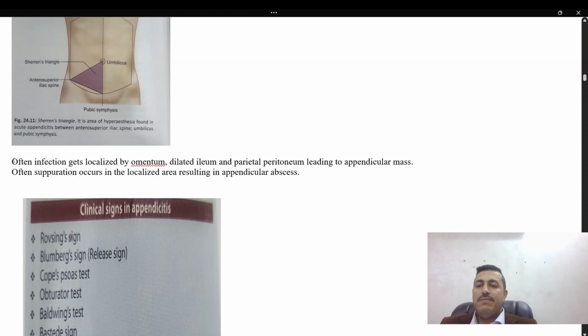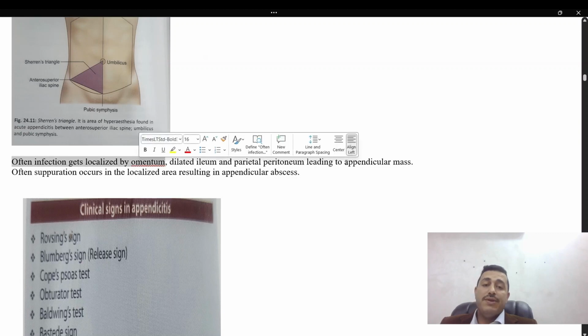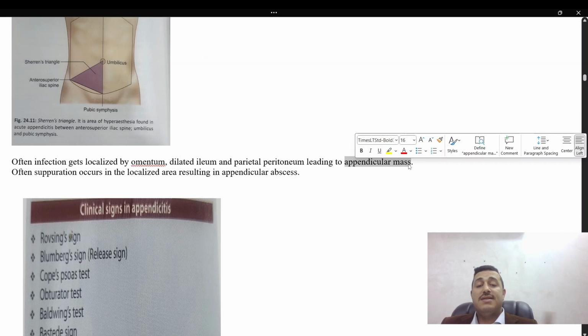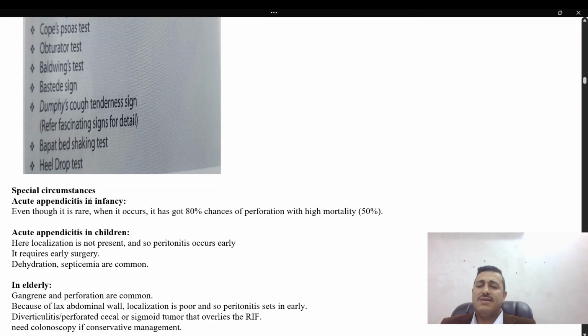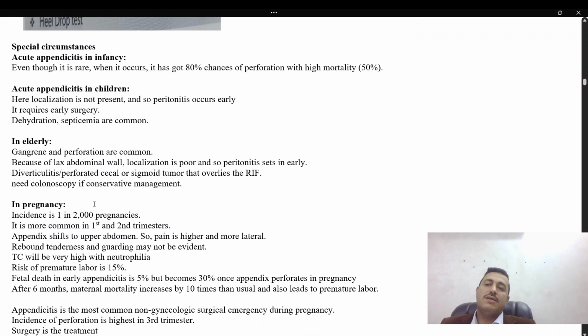Okay, this is just a repeat of the information. We said appendicular mass, what causes appendicular mass? It's the appendix, it's the omentum, it is the dilated ileum. Okay, this is a review of some signs: Rovsing sign, Blumberg sign, release sign, rebound sign, all are the same. Psoas sign, obturator sign, Bladwing sign, Pastidi sign. Dunphy sign, it's when you cough, you elicit pain in the right iliac fossa. A lot of signs. It's not for special consideration.